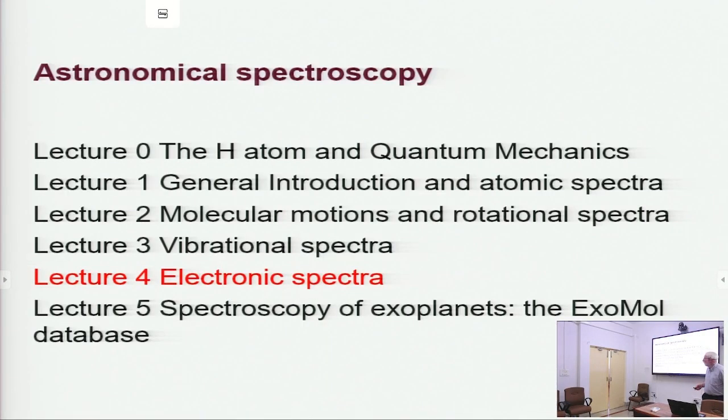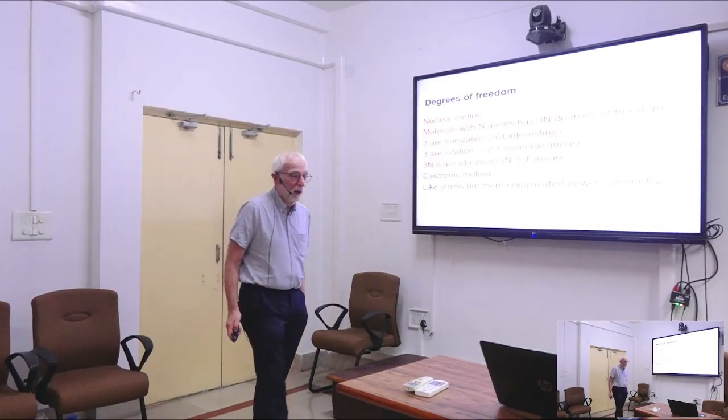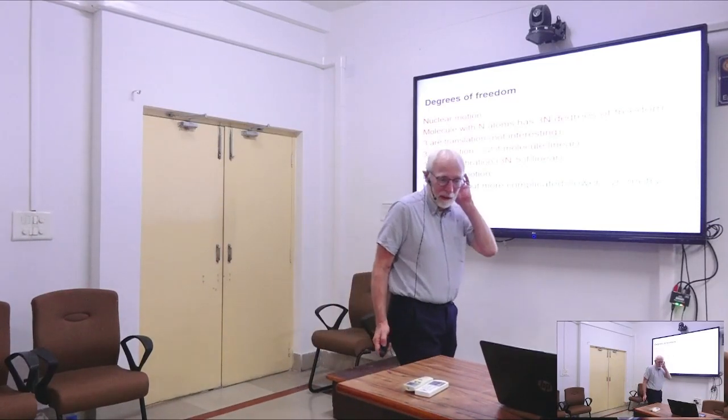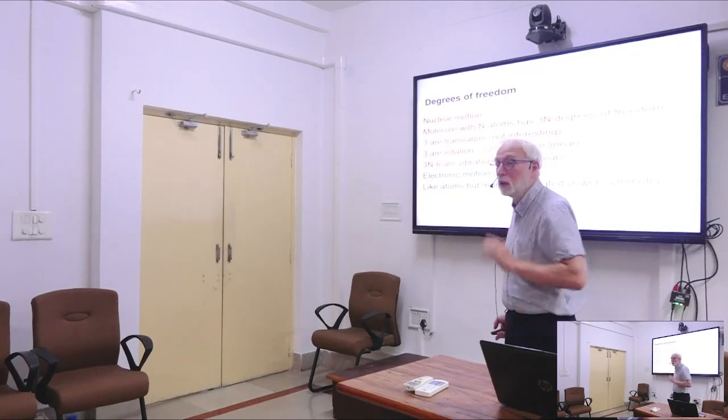Okay, so today we're going to do electronic spectra. I'm also going to consider line profiles, which you talked a little bit about yesterday, but I'm going to go through a little bit more formally. So just to remind you where we are with molecular motions, we've got the rotations, we've got the vibrations, and then we've got the electronic motion.